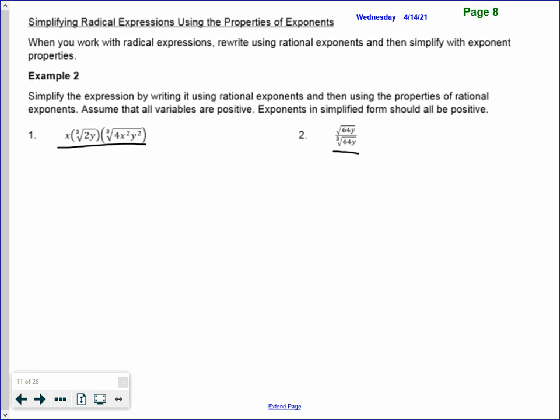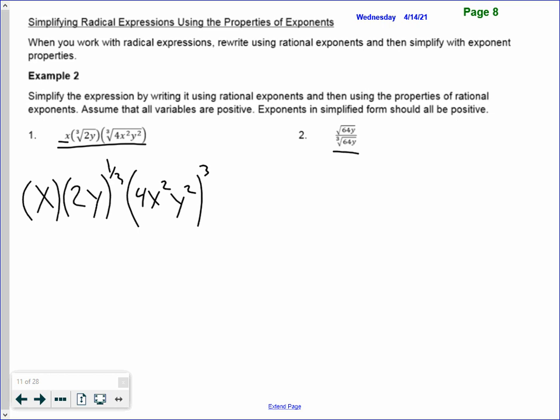So for number 1, that first x is just going to come down as an x. We can't really change it that much. For the cube root of 2y, we're going to change it to 2y to the 1/3. It's the same thing, the power of 1 all to the root of 3. And for the cube root of 4x squared times y squared, we can change that into 4x squared y squared all to the 1/3 power.